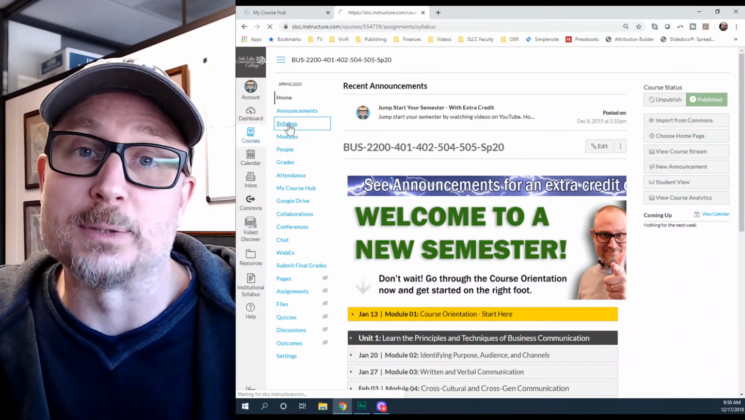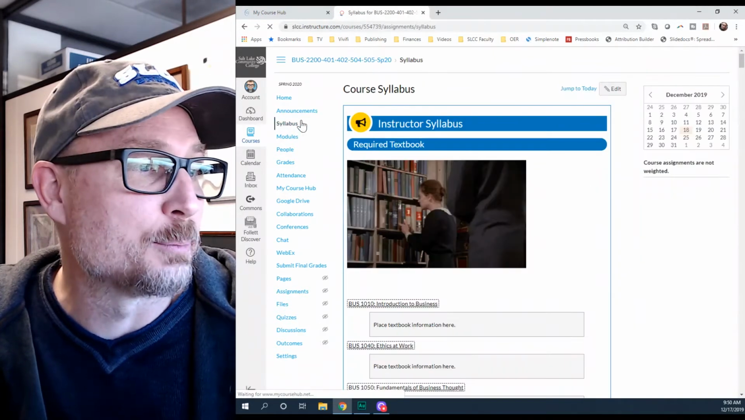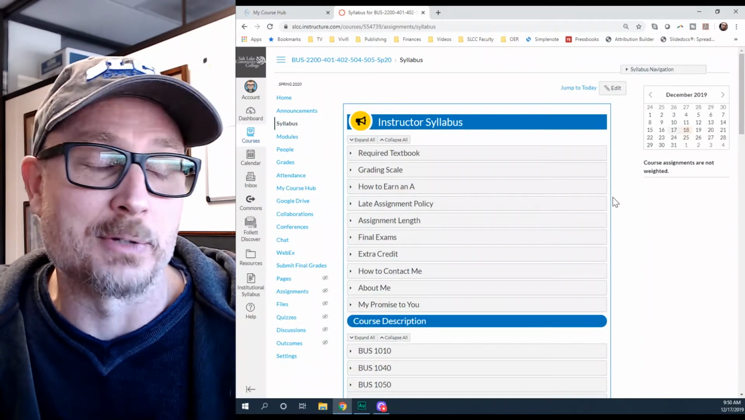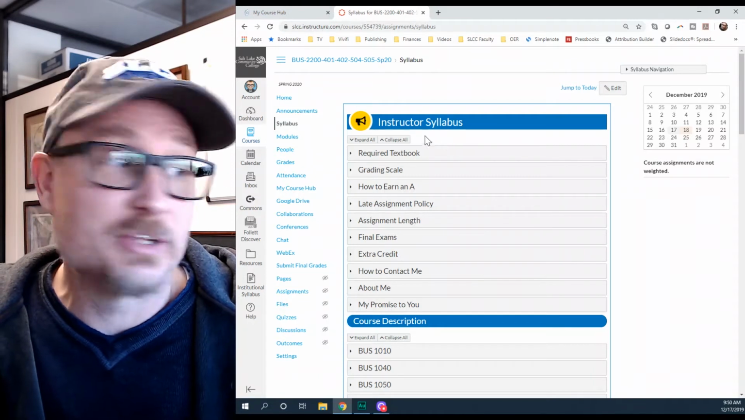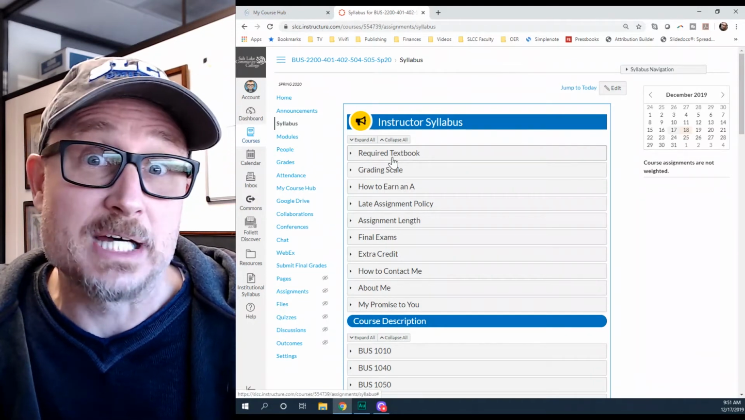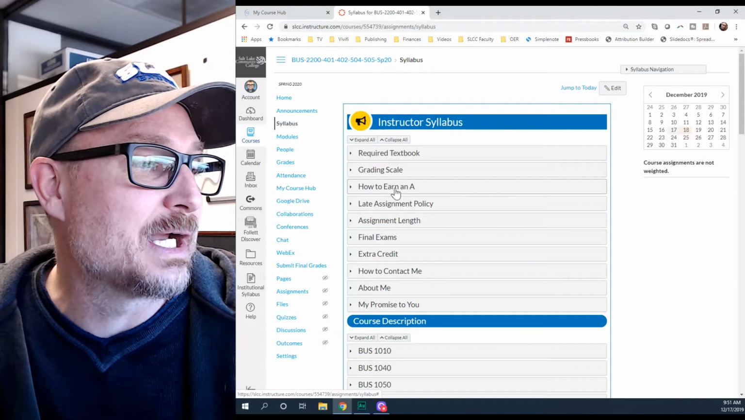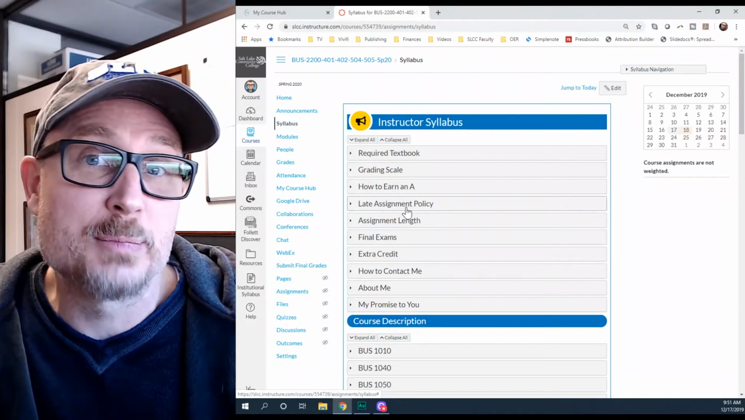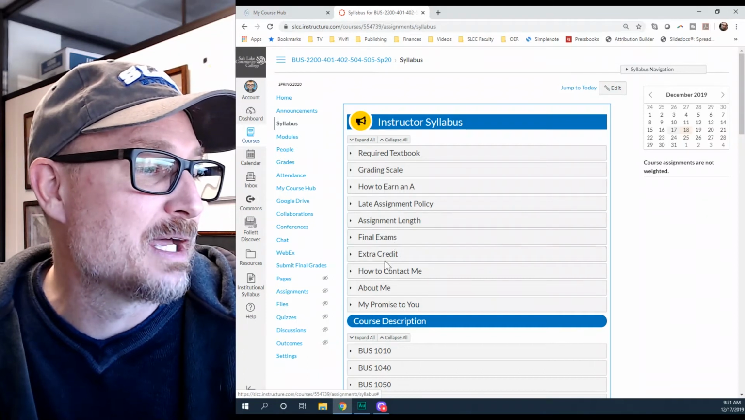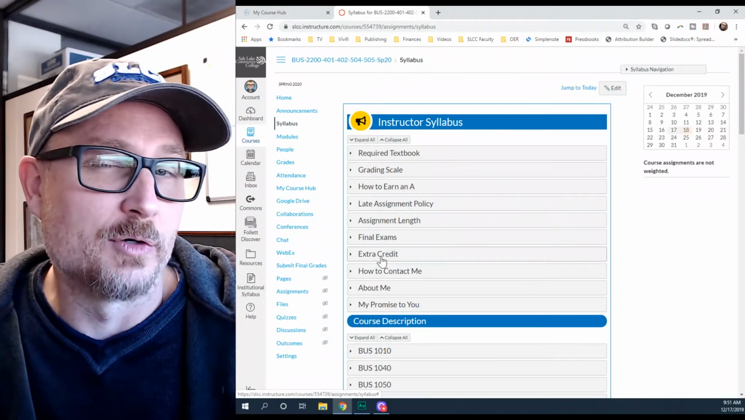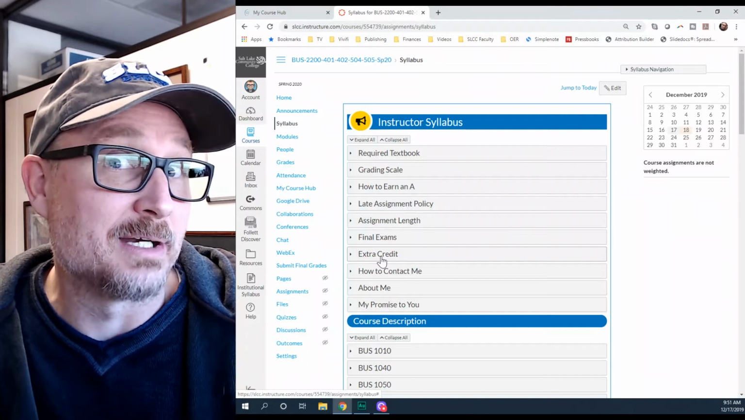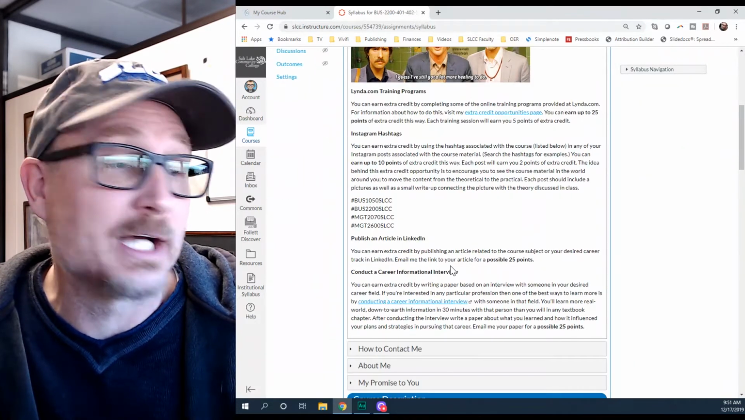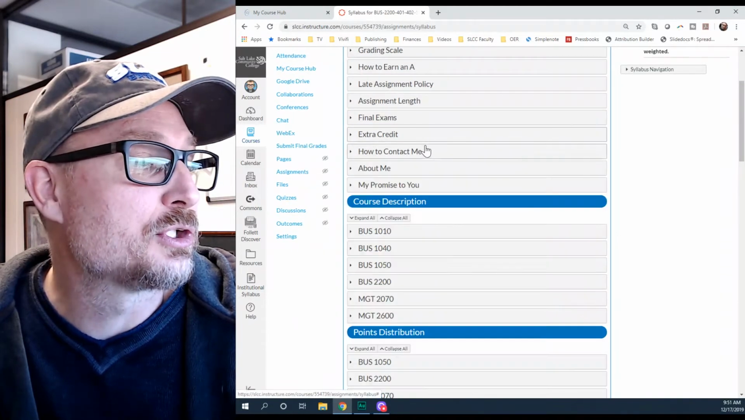Then we have the syllabus. Let's take a look at the syllabus here. As it loads up, there we go. Now it's loaded. It tells you everything you need to know. There's no textbook for this class. It tells you the grading schedule, how to earn an A, late assignment policy, assignment length, finals. No final quiz in this, by the way, no final test. Extra credit, what you can do to earn extra credit, should you choose to do that.